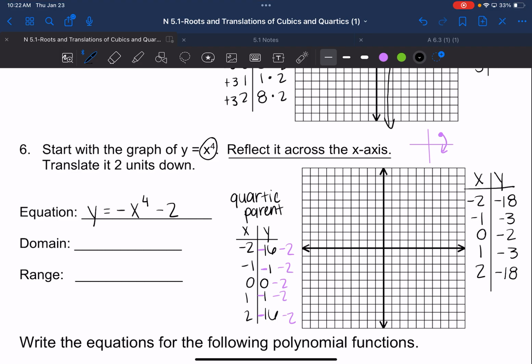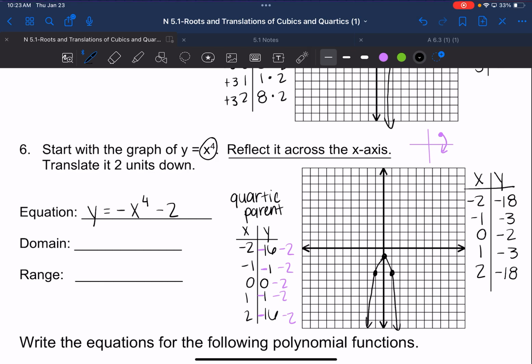Okay, so now let's go and plot these points. The 2 and -2 aren't going to fit, right, because -18 won't fit. But we can plot all the others. So we've got (-1, -3). We've got (0, -2). And we've got (1, -3).